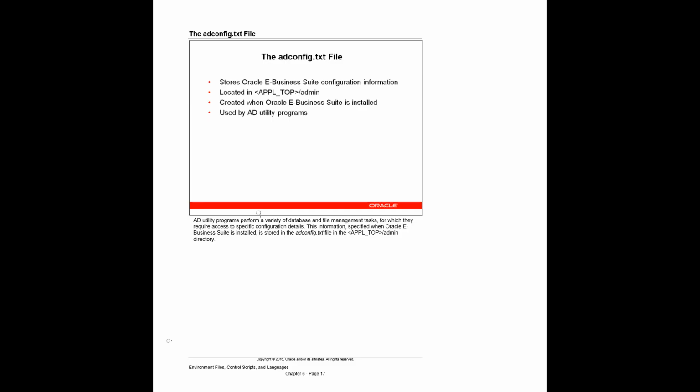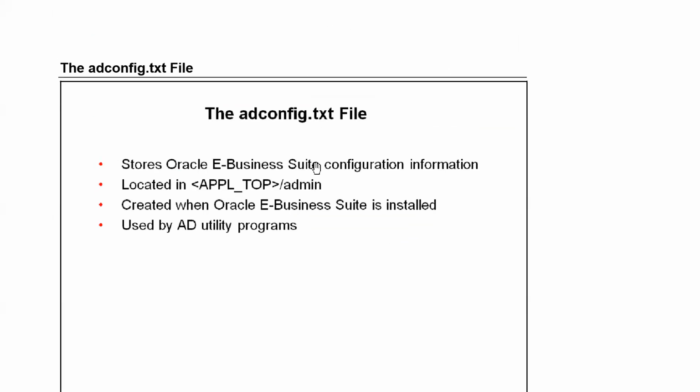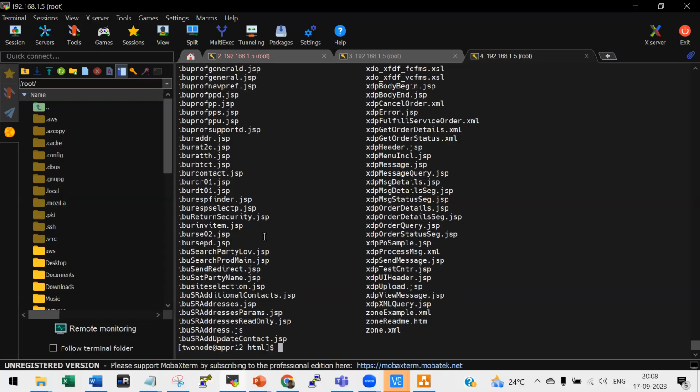Plus, you can find a configuration file which is basically used by AD admin. The file location is under APPL top admin. It is created when E-Business Suite is installed. You should not change it. You should not open this file and mess around with it, because it is created and used by AD utilities. That's all.